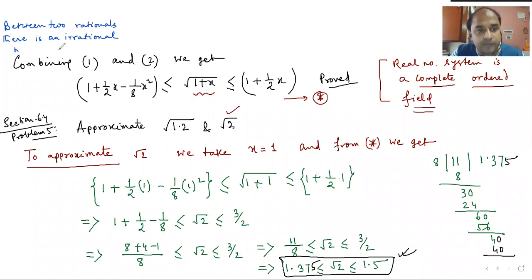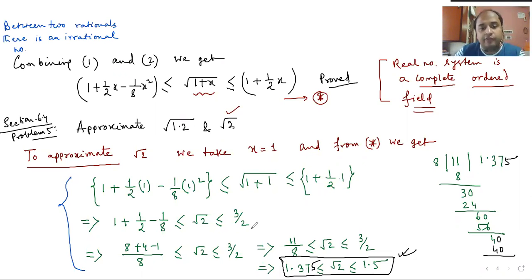You have come across this statement many a time: between two rationals there is an irrational number, and therefore the set of real numbers is dense. Okay, so you see, 1.375 is a terminating decimal, 1.5 is a terminating decimal. So this is a rational number, this is a rational number, and between these two rational numbers an irrational number is existing. Okay, so probably I'm able to show you the utility and powerfulness of this Taylor theorem.